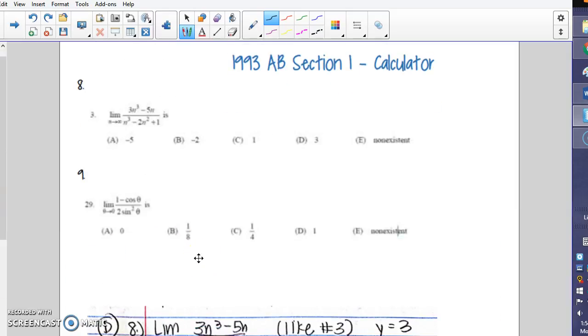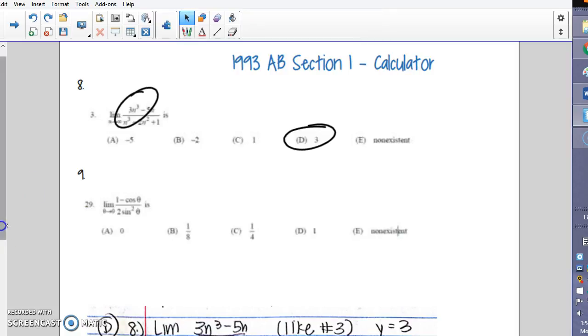This is another infinite limit situation. So what you're looking for is the same degree in the top and the bottom. So it's going to be the ratio of the coefficients. Number 9 is a nice one.